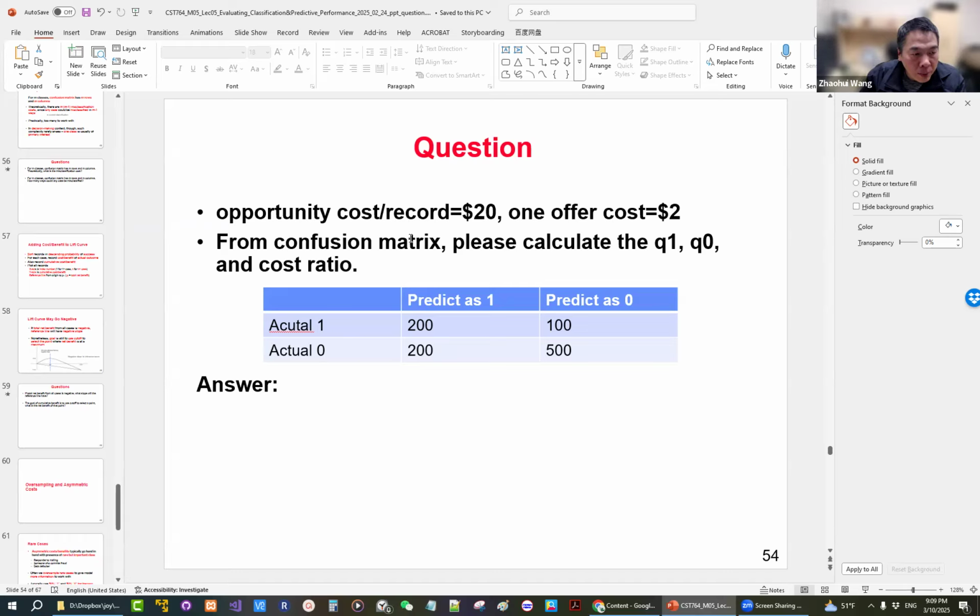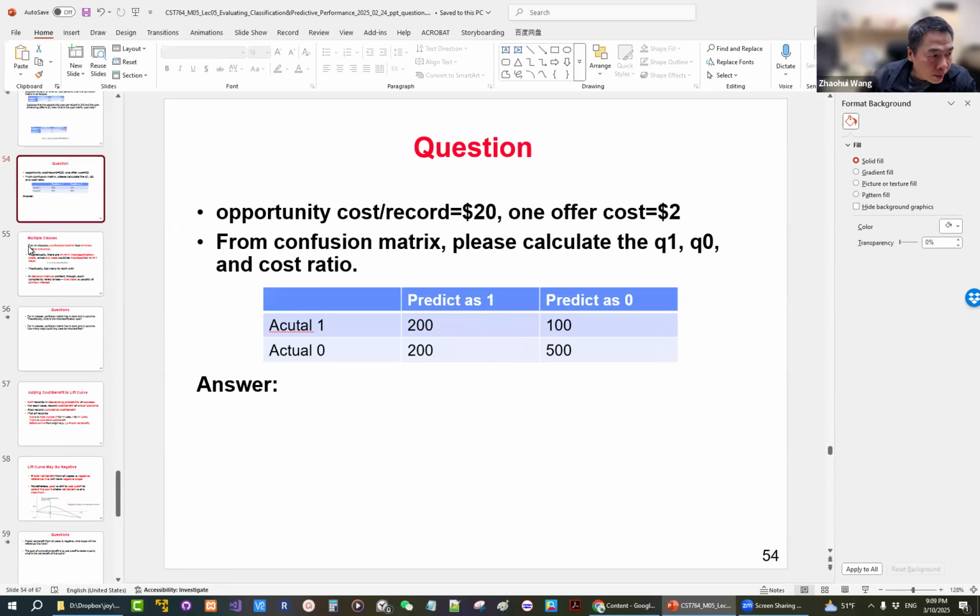We have the opportunity cost for a record of $20 when an offer costs $2. And from the confusion matrix, we can calculate Q1, Q0, and the cost ratio. Can you try this? You can try this and see what the results are.